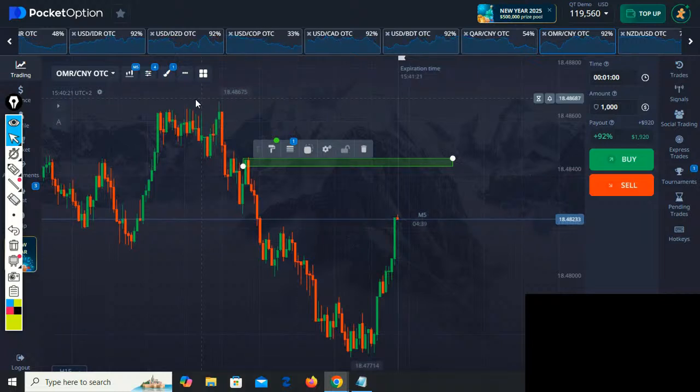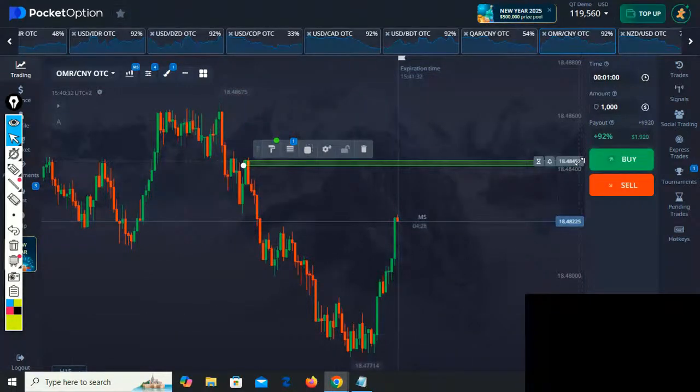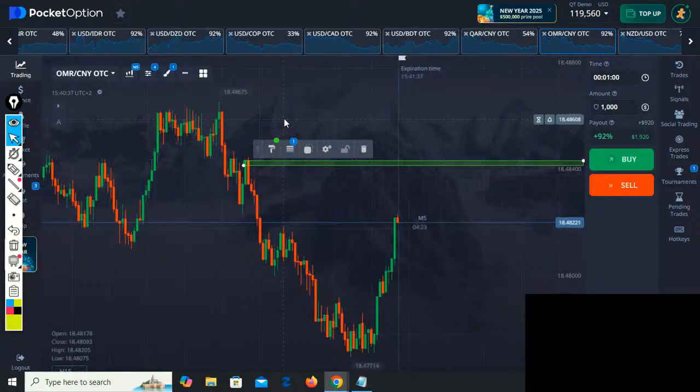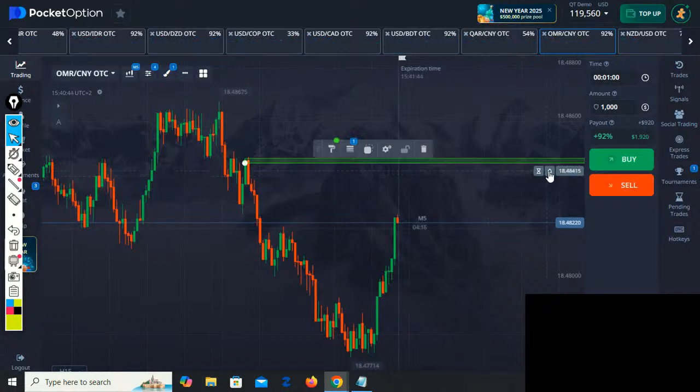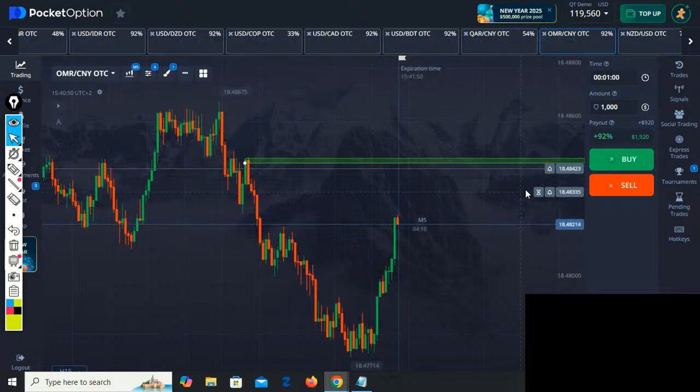A higher probability would be over this area. Nevertheless, this is a decent zone. Okay. Set the alarm. You can also set a pending trade. It will trigger automatically. I prefer not to do it. I prefer to stay in control of my entry.